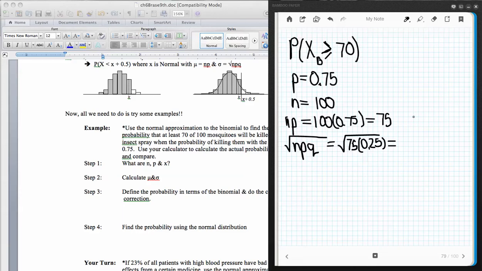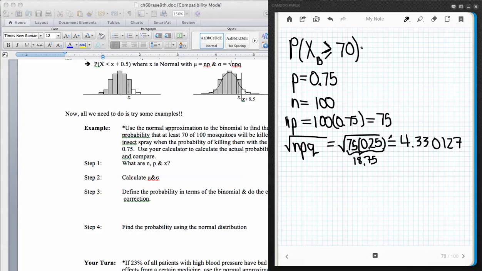And that is going to give me 75 times 0.25, and then I want the root of that answer. So it's approximately 4.330127. And this number underneath here, n times p times q, turns out to be 18.75. Now it might be useful because then I could get a better answer for this if I needed it to. So now I know all of these different things. Remember that this is mu and this is sigma.